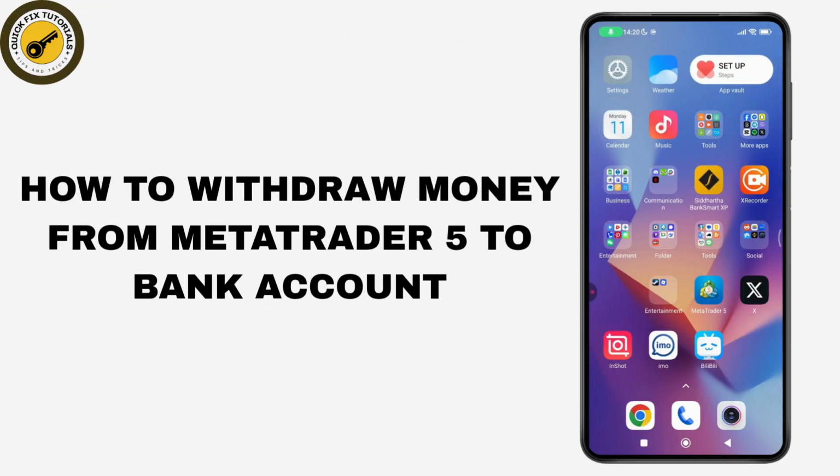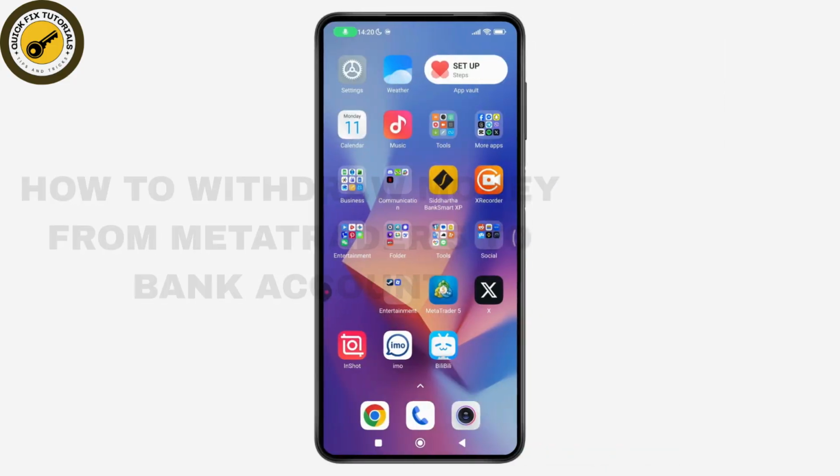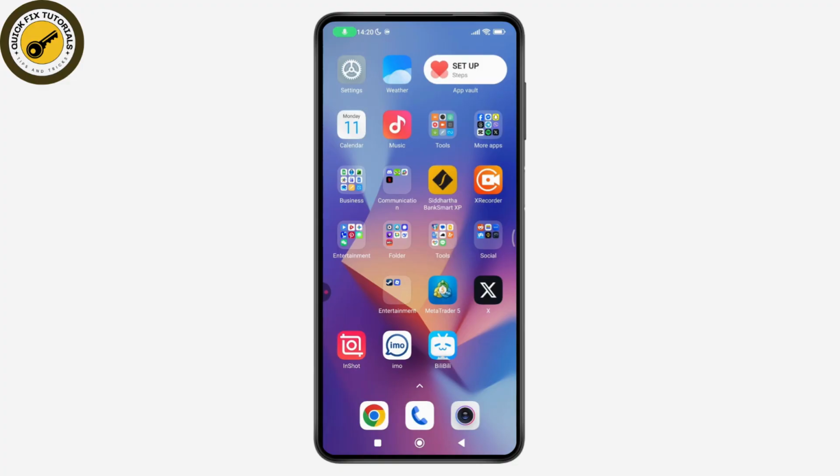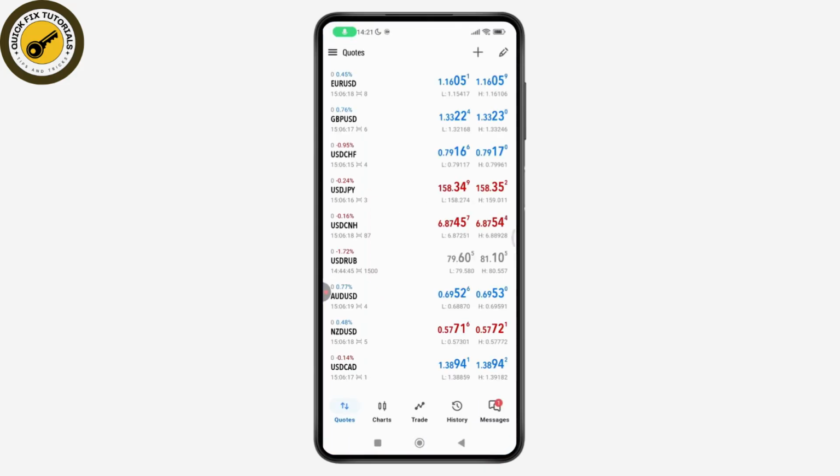How to withdraw money from Metatrader 5 to bank account. So if you want to withdraw money from Metatrader 5 to bank account, then what you need to do is first open up your Metatrader 5 application.